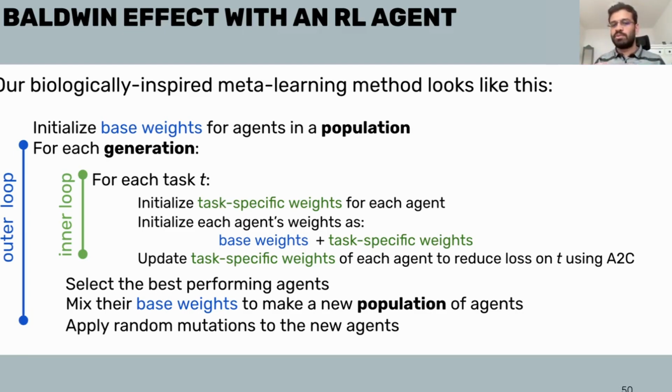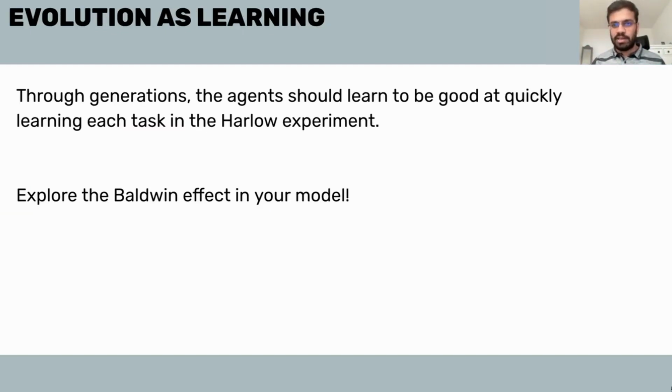And in doing so, your base weights will become better and better. Better in the sense that you're creating systems which can then do RL continually. So that's the magic which will happen once we finish training in this way. So they will become good at the Harlow task, also adapting quickly to new tasks and not forgetting. So explore the Baldwin effect in your model.